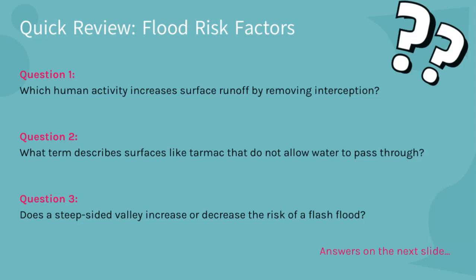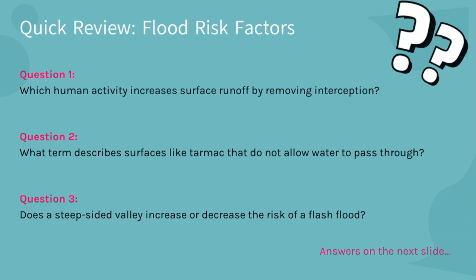Question 1. Which human activity increases surface runoff by removing interception? Question 2. What term describes surfaces like tarmac that do not allow water to pass through? Question 3. Does a steep-sided valley increase or decrease the risk of a flash flood? Take a few moments to think through your answers.